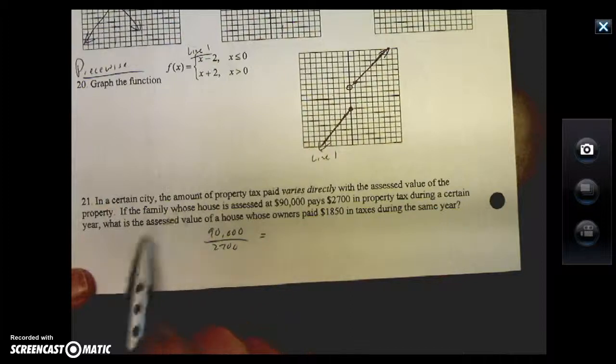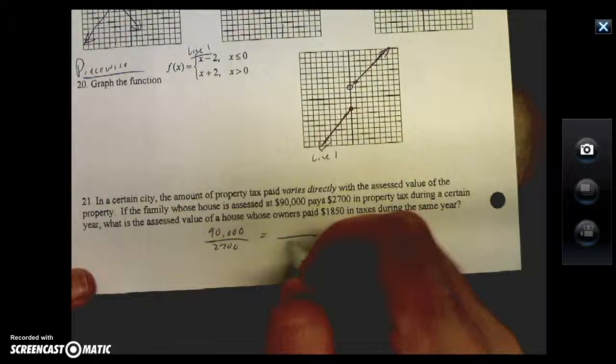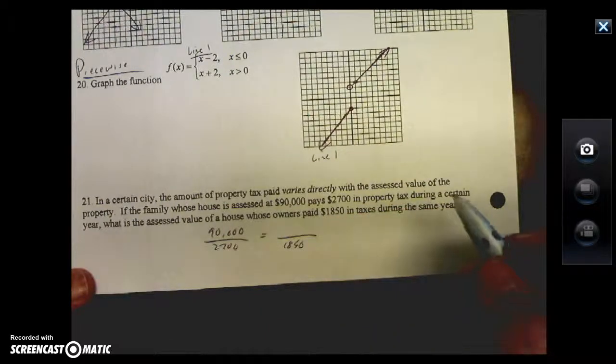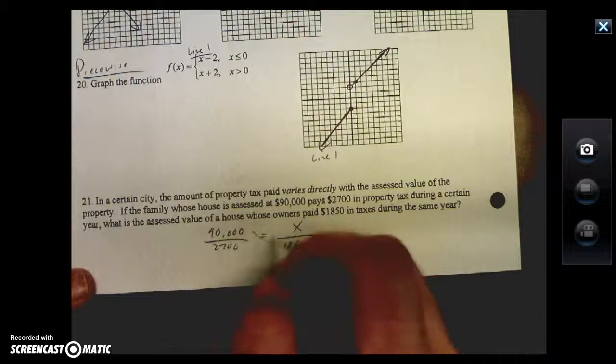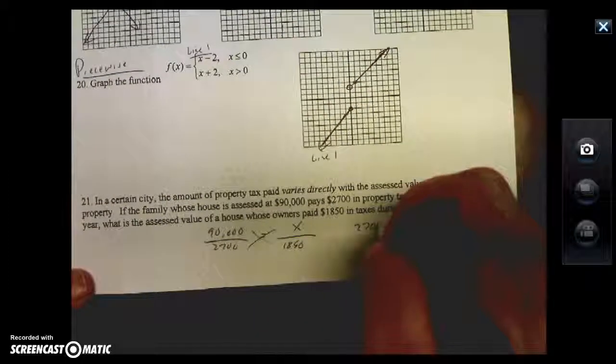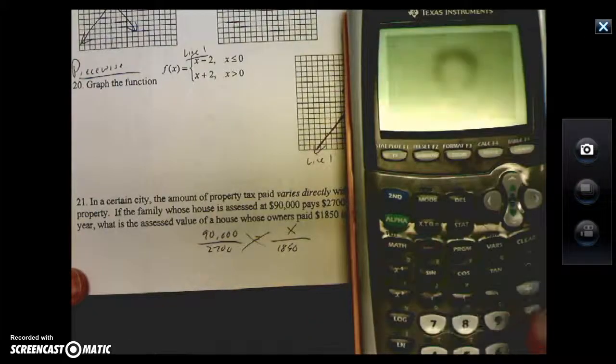So what they're saying next is, what's the assessed value of a house whose owners paid $1,850? Well, I'm going to put $1,850 in the bottom, and then I want to know what the value of that house is. I don't know it, so I'm going to call that X. Well, now I have my proportion set up. Let's just do some cross multiplication. 2,700x, x times down low, and then 90,000 times 1,850 gives me a very large number.